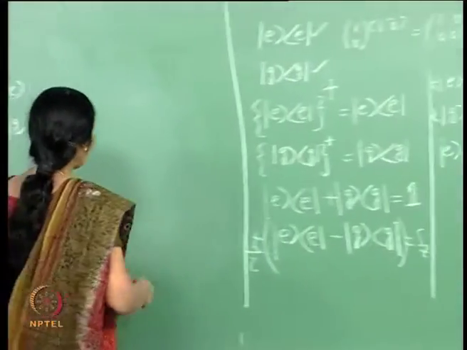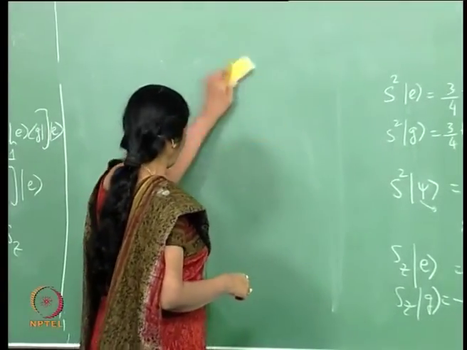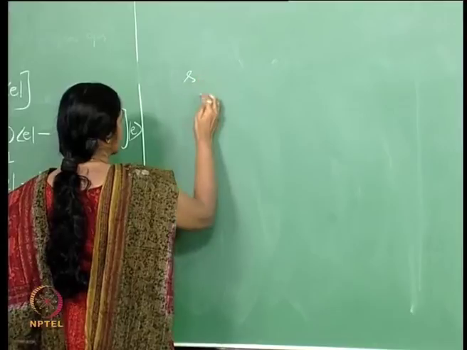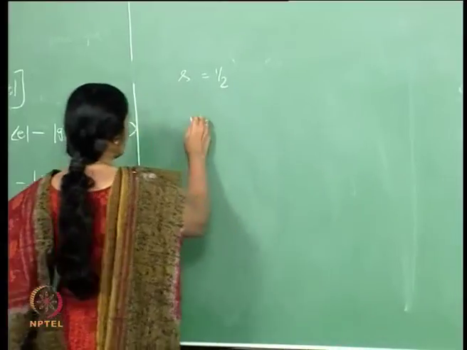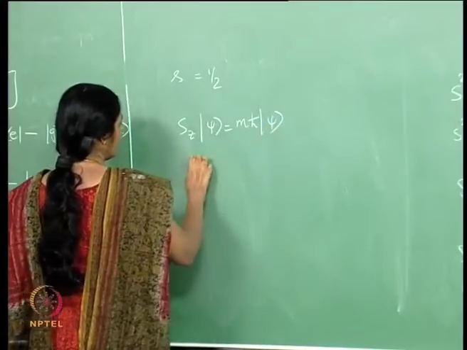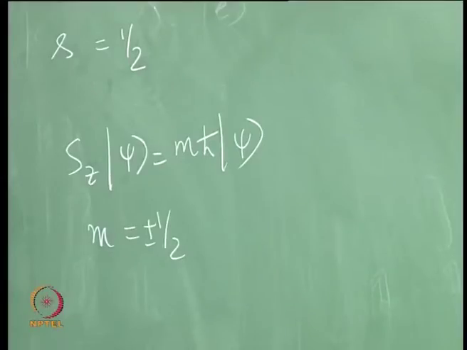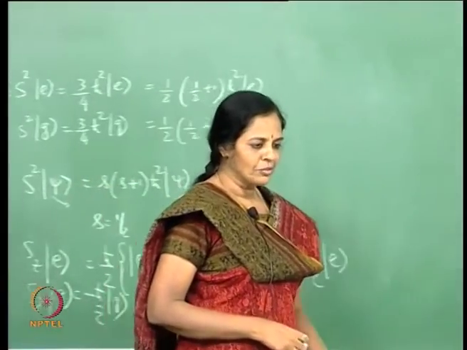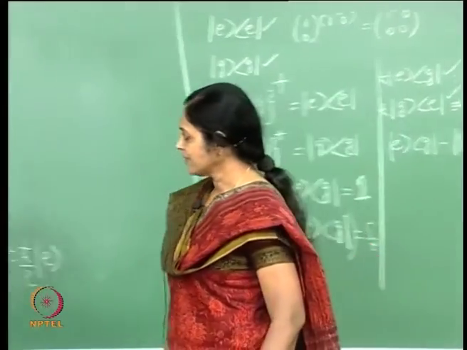So what are the eigenvalues? The eigenvalues are the following. Little s is equal to 1/2, and m, where m is defined this way, takes values plus or minus 1/2. This becomes very important, particularly in the context of spin doublets like the electron, a model which I will talk about a little later.